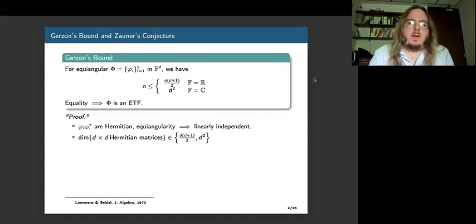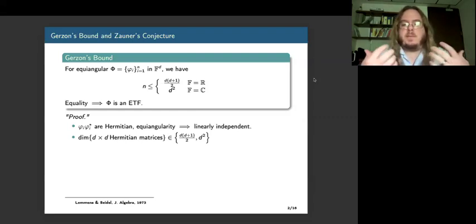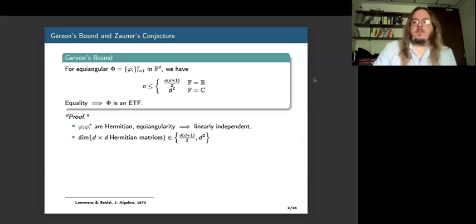And if I get equality in this bound, if I saturate it, then the thing I started with was an ETF. So, just a little proof in quotes, or a proof outline for you. What I'm going to do is make the outer products of these vectors, which are necessarily Hermitian. And then the key part is that equiangularity here is actually going to imply that these outer products are linearly independent. At this point, these outer products live in the space of d by d Hermitian matrices. Because they're linearly independent, I can have at most a dimension's worth of them. And that dimension changes based on whether you are over a real field or a complex field.